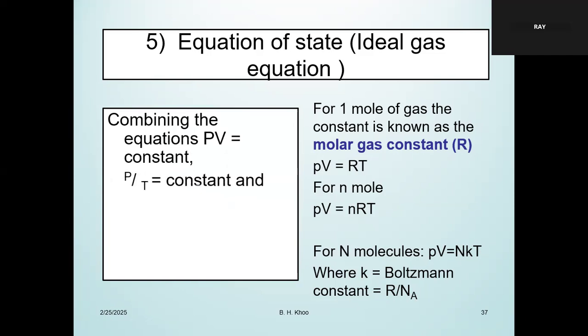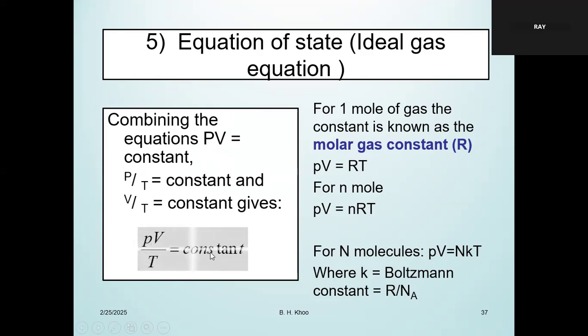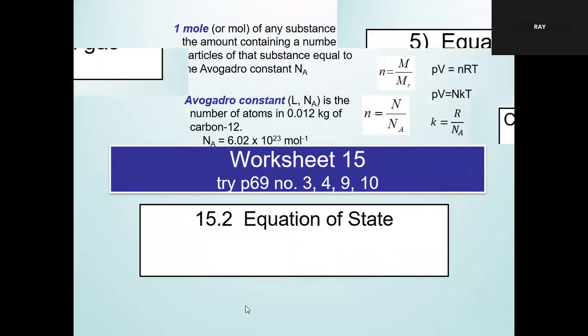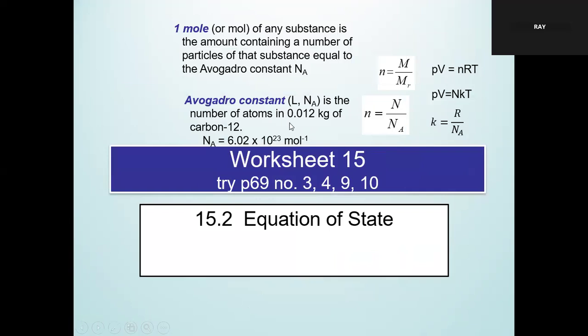Right? We obtain this equation by combining these three laws: Boyle's law, Charles' law, and the pressure law. Right? PV over T is a constant. So we get R. If we use 1 mole, then R is the molar gas constant. Okay, so let's summarize all these formulas. Let's do number 3.